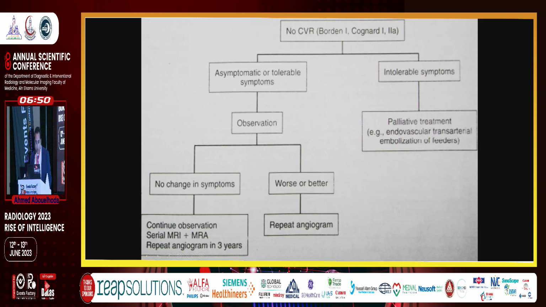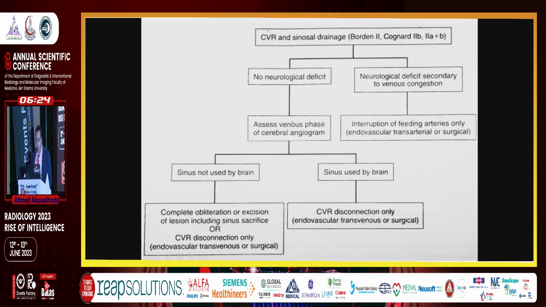Just a quick overview. If we have a Borden type 1, Cognard 1 and 2A with no cortical venous reflux, and the patient can tolerate his symptoms, we just observe the patient. If there's no change, we continue with a series of MRIs, MRA, and repeat angiogram after 3 years. If the patient has worse or better symptoms, we have to repeat the angiogram. If the patient cannot tolerate his symptoms, we have to do a palliative treatment, mainly by the transarterial approach.